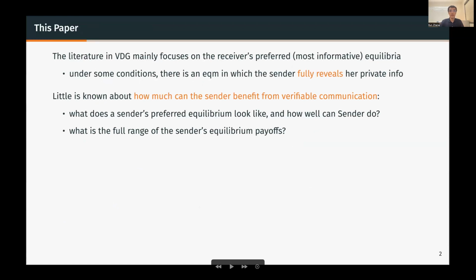The literature in verifiable disclosure games primarily focuses on the receiver's preferred or the most informative equilibria. In fact, it is well known that under some conditions, there is an equilibrium in which the sender fully reveals her private information. However, little is known about how much the sender can benefit from verifiable communication. In particular, what does a sender's preferred equilibrium look like, and how well can the sender do? Furthermore, what is the full range of the sender's equilibrium payoffs?